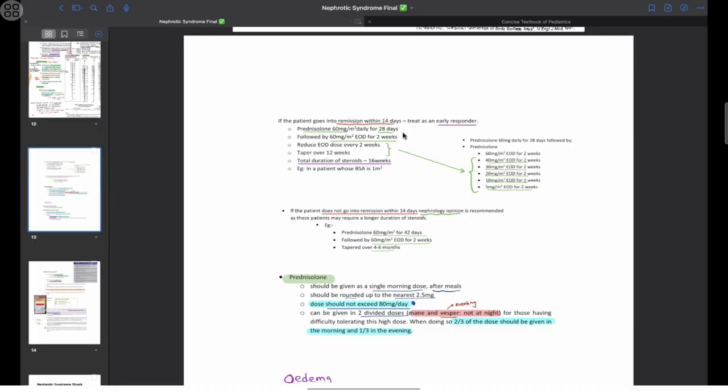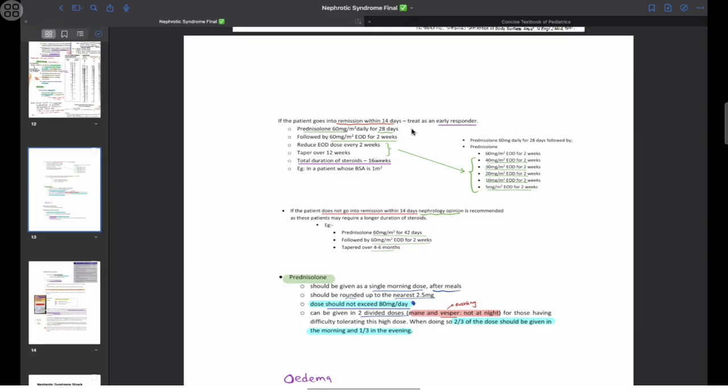Once you give it for those 28 days, we see if the patient goes into remission or not. If the patient goes into remission within those days, then we consider the patient an early responder. If not, you have to ask for a nephrology opinion as to what to do with the steroids. What the nephrologist does, you don't need. So we'll skip this.